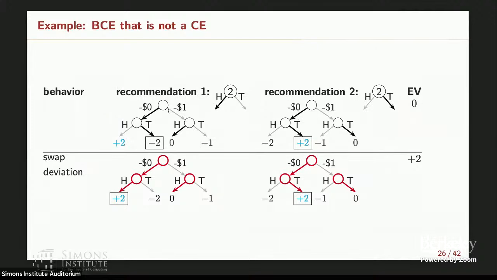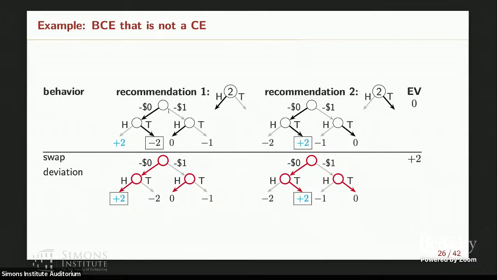And there are two possible recommendations. They happen with probability 50-50. In this, the recommendation is the bolded stuff. In this recommendation, player one is recommended this stuff that's bold, and player two is heads. And in the other recommendation, player two is tails. The point of this example is that this is in fact a behavioral correlated equilibrium, even though there's this unfortunate thing happening where in recommendation one, player one is getting only -2 payoff.